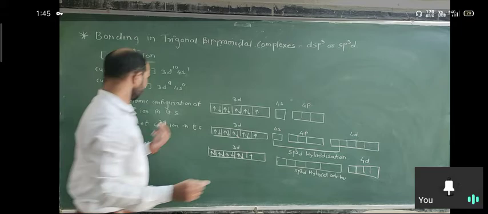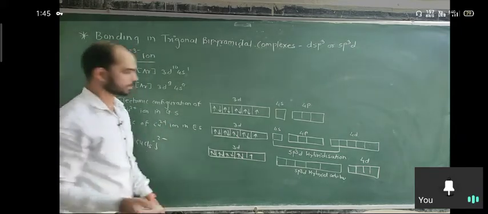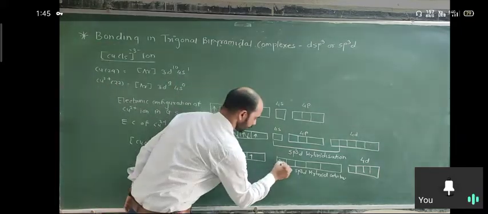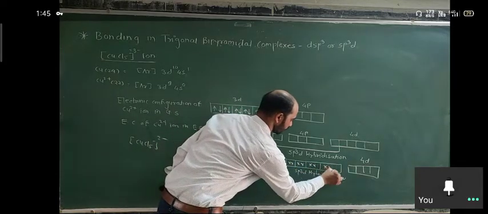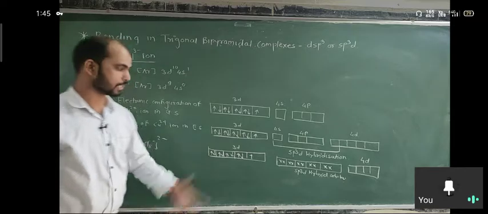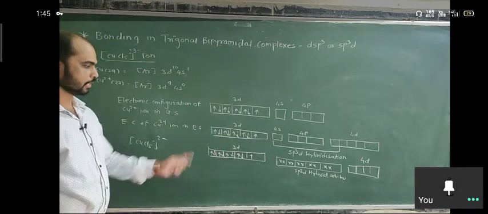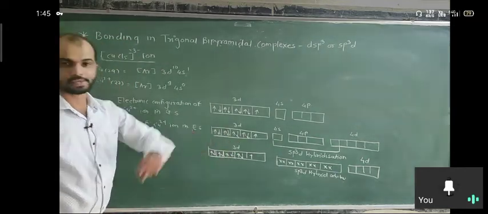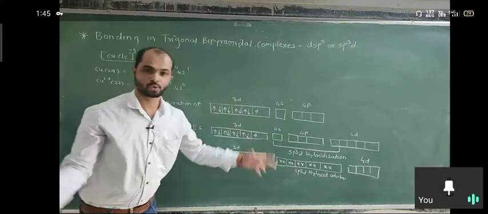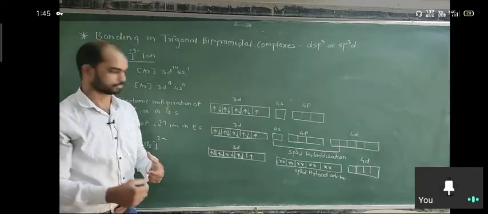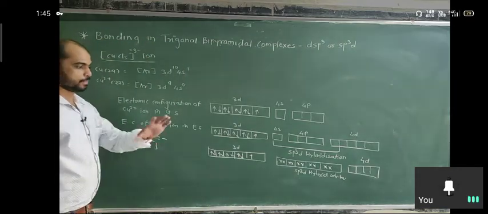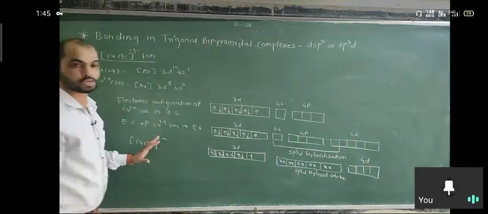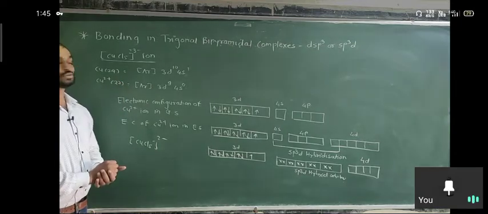So how many ligands? 5 ligands come with 10 electrons. We need to fill up 10 electrons, so these 5 hybrid orbitals overlap with the orbitals of Cl and form the bond with each other, and the electrons are occupied there because these orbitals overlap with the orbital of Cl, and 4d remains unparticipated. So this is all about the CuCl5 3 minus.